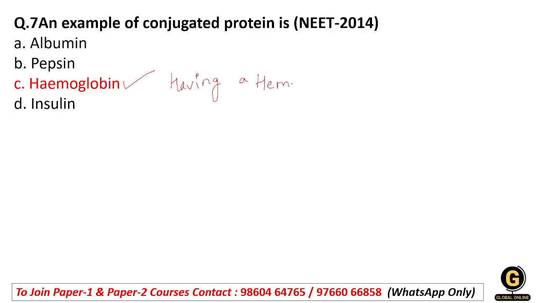Heme group in it. Yes. Is hemoglobin alone? No, the heme group is present along with it. So it is called a conjugated protein, and this was asked in the year 2014.